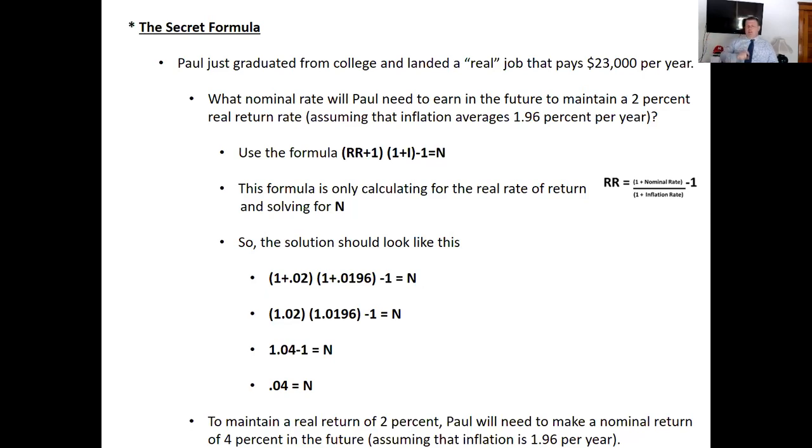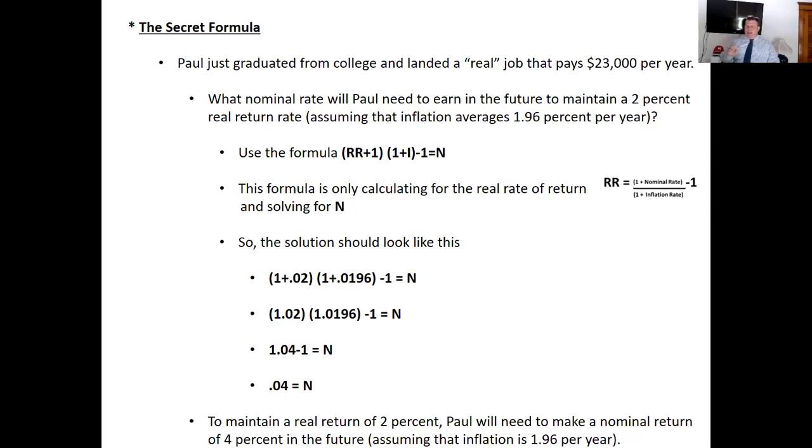Now, what nominal rate of return will Paul need to earn in the future to maintain a 2% real return rate, assuming that inflation averages 1.96% per year, which has been about the CPI average, the Consumer Price Index average, for the past 50, 60 years, has been about 2% inflation. So if we use the formula, the real rate of return, RR, plus 1, multiplied by 1 plus inflation minus 1 equals n, we should be able to solve this problem.